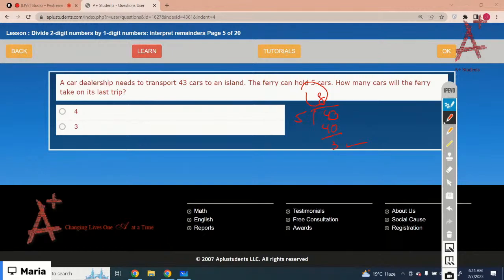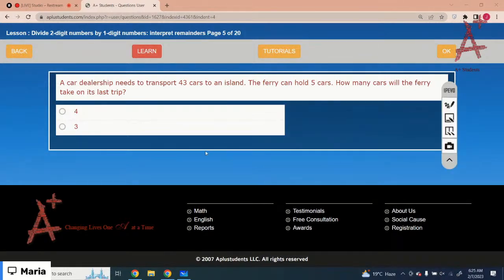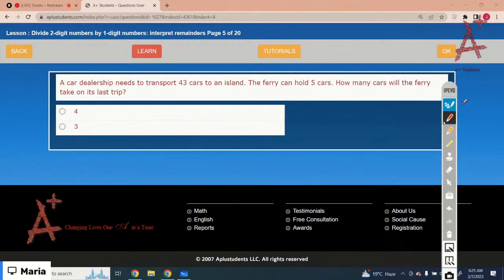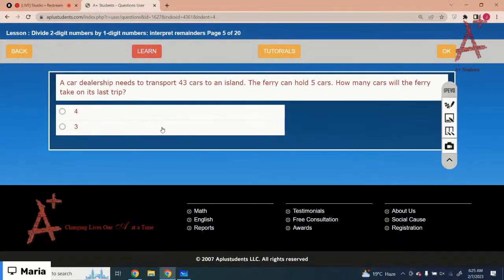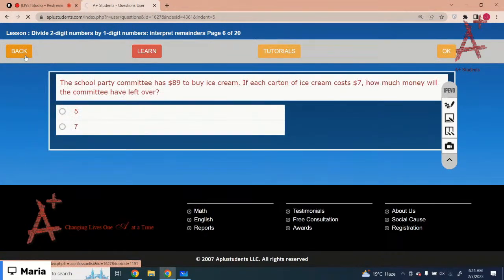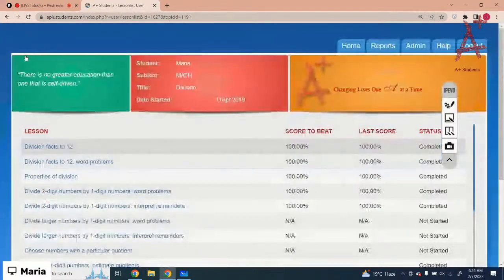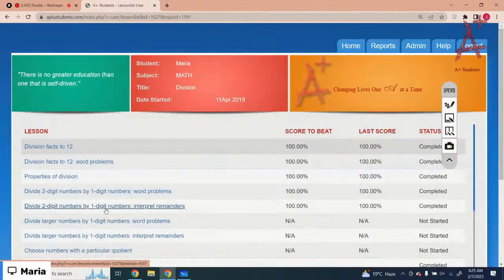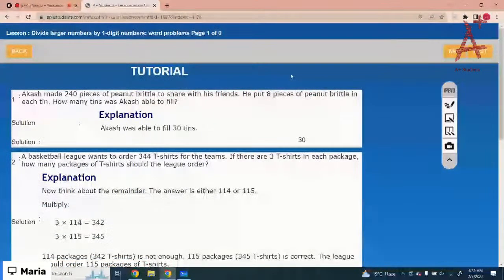Okay, so the correct option is 3. You can complete the test by yourself later today. Let me just move on to the next lesson. Okay, the next one is divide larger number by one digit number word problems.